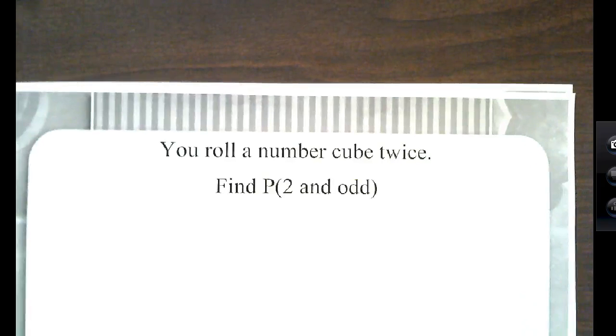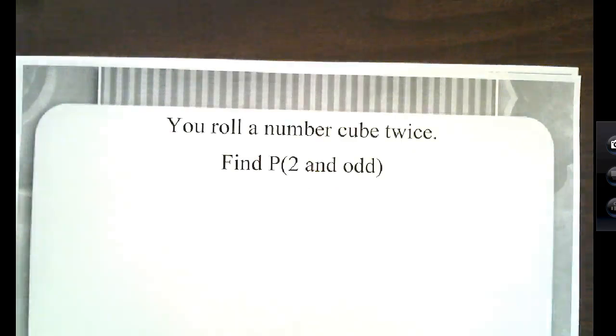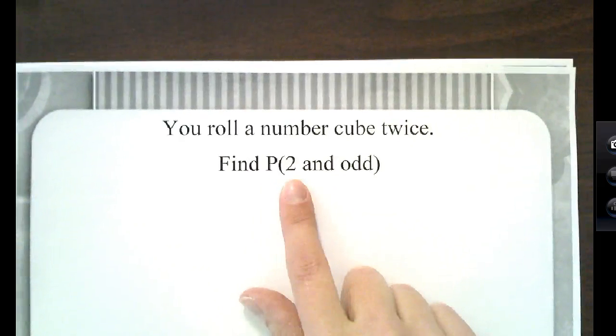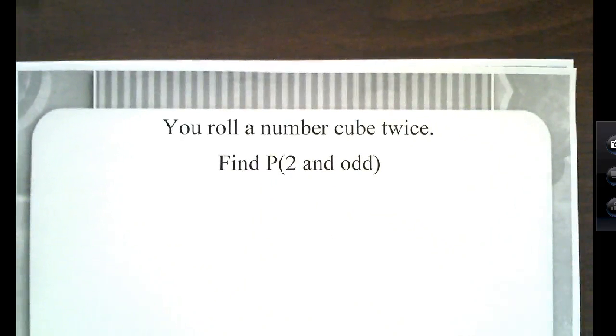Let's look at this one. So you're rolling a number cube twice this time. We want the probability that you're going to roll a 2 the first time, and then an odd number the second time. So I'm going to give you 30 seconds to get your answer here.